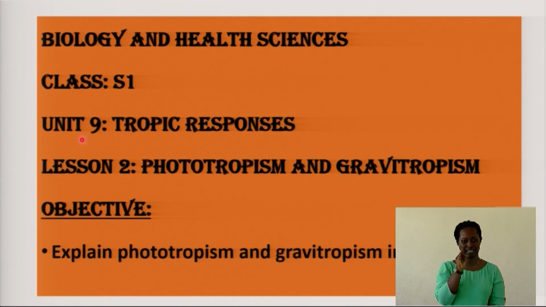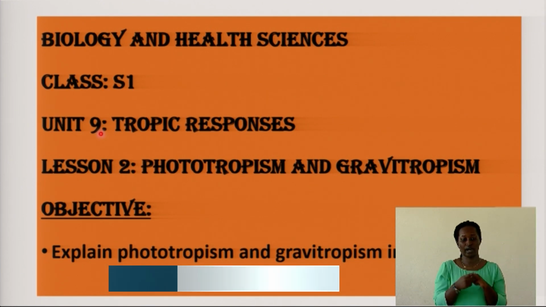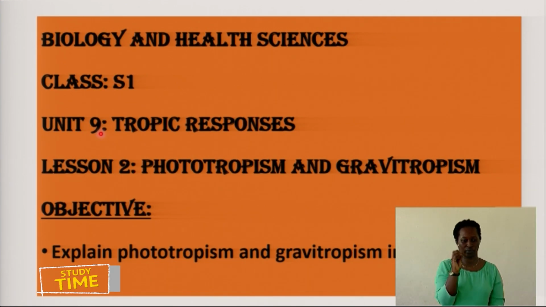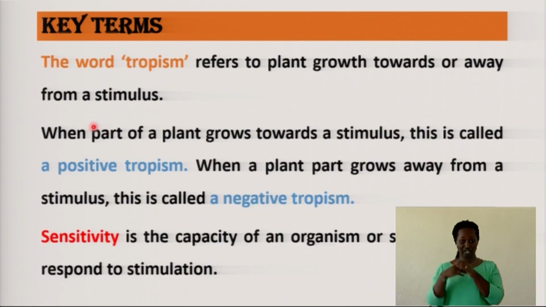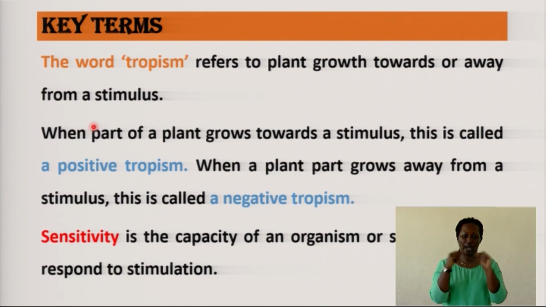Of course, it's from Unit 9, which is tropic responses, and the lesson is Phototropism and Gravitropism. The objective of our lesson today is to explain phototropism and gravitropism in plants. Dear students, I have talked about the term tropism. I also used the term response. I also talked about stimulus. Do you understand those terms?